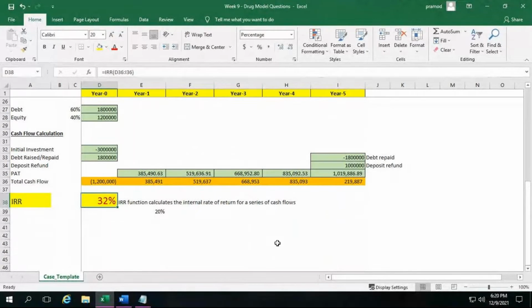So now I got the answer. It was zero only, sir. Then I selected the cell and I selected percentage, sir. I got 32%. Exactly. Okay. Thank you, sir. So this much you should practice.